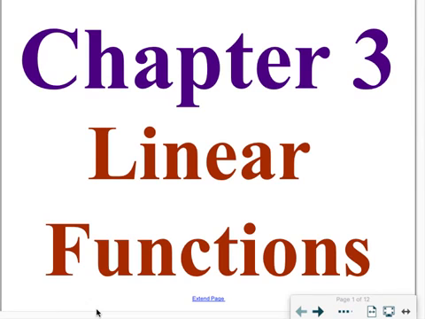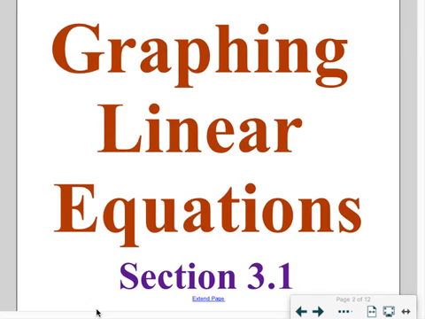At the end of chapter 1, we talked about what a function is. There's one output for every input that we have. When we're talking about linear functions, we're specifically concerned about functions that have variables with exponents of 1. Today's lesson is going to focus on graphing these linear equations and how we go about doing that.